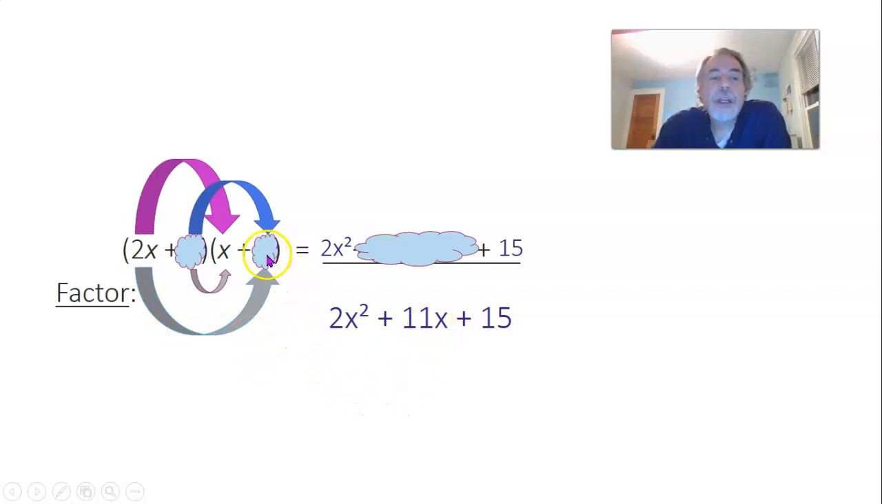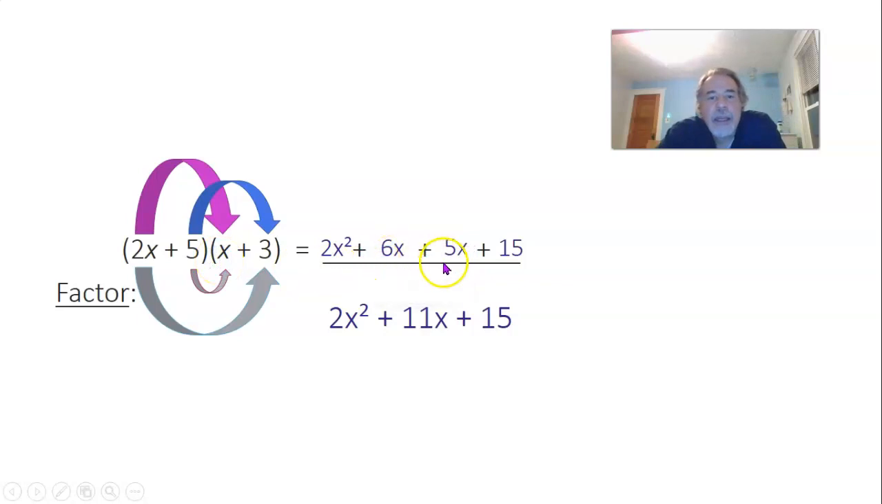So whatever number gets put on the outside gets multiplied by 2x. Whatever goes on the inside gets multiplied by 1x, and then those together have to add up to 11x. So as we've seen, the way to get that to happen is to put a 3 on the outside to get multiplied by the 2, and a 5 on the inside to get multiplied by the 1x. And that way we get our 2x squared plus 11x plus 15.